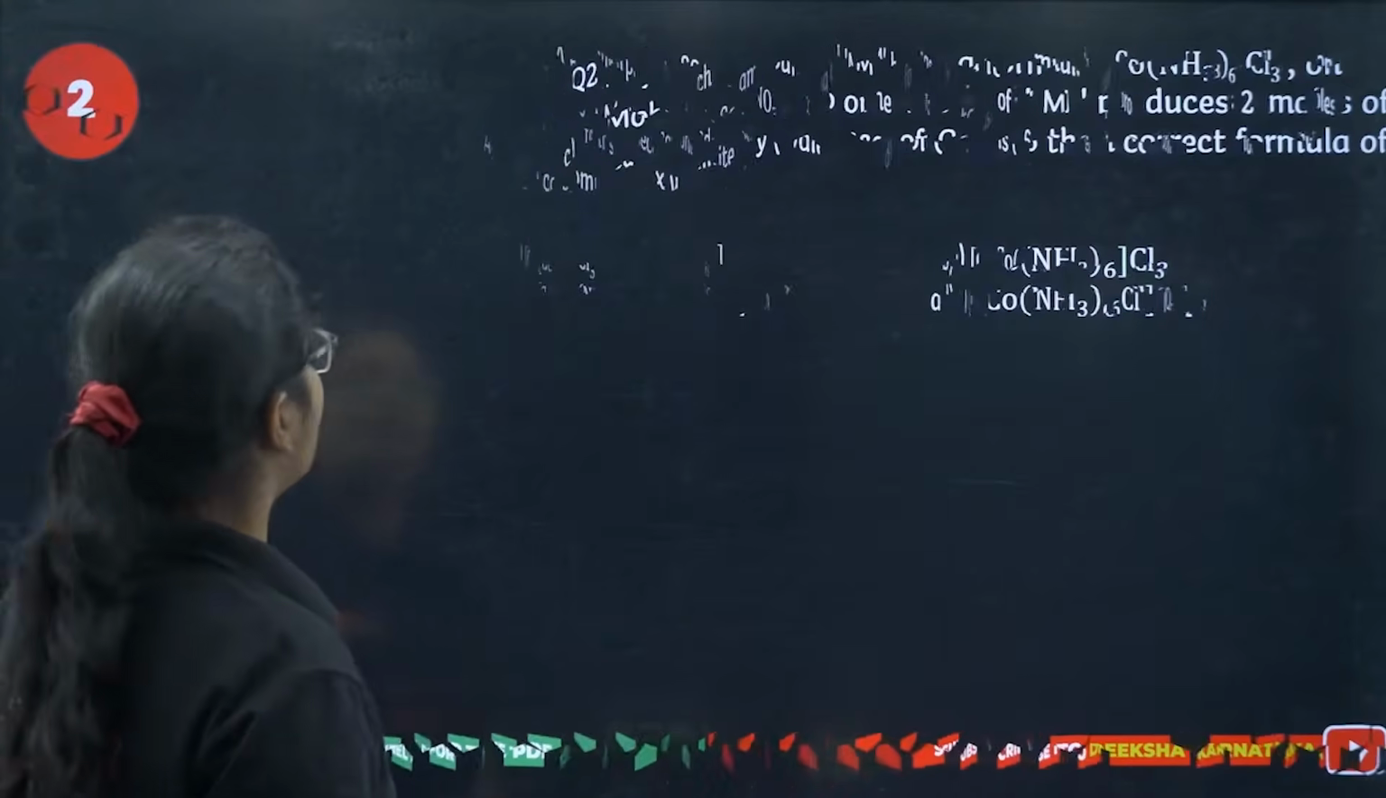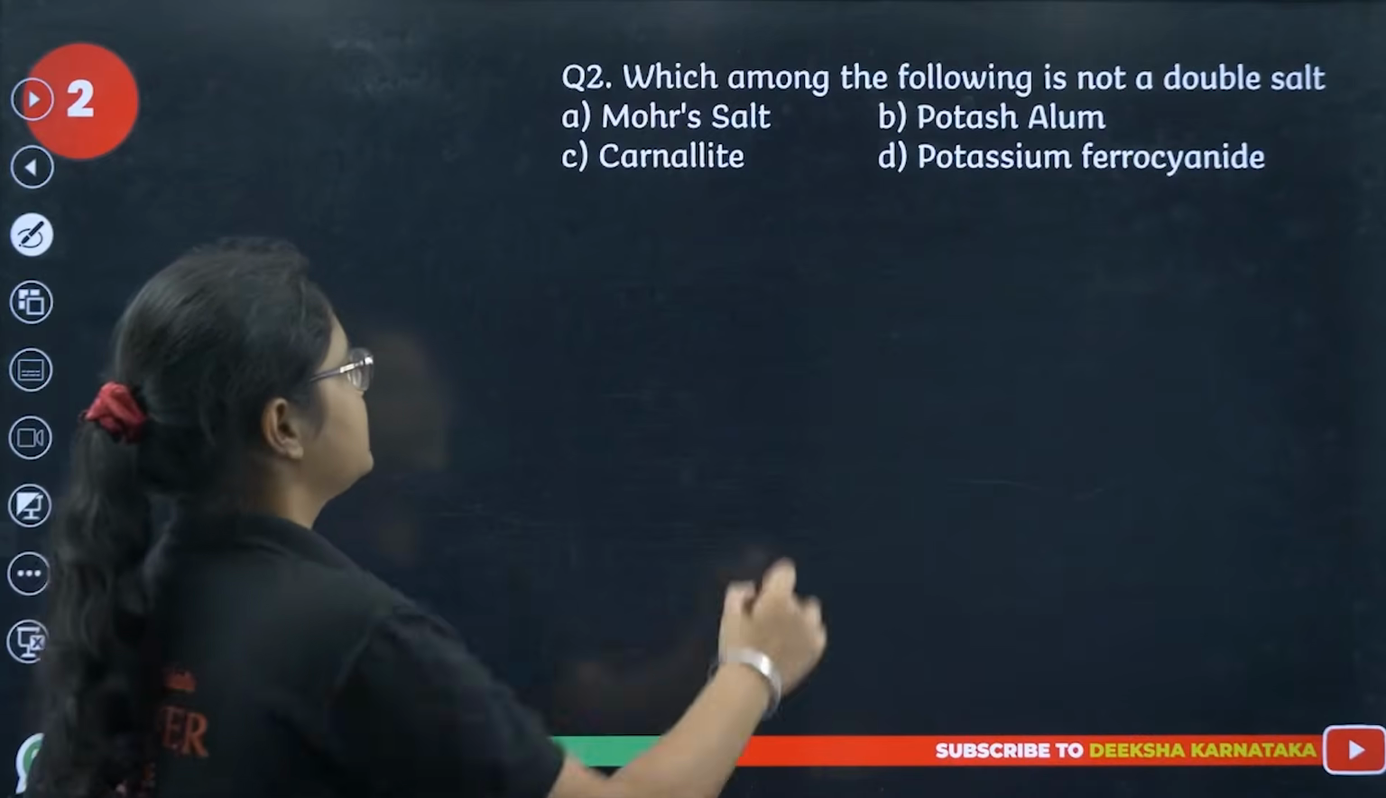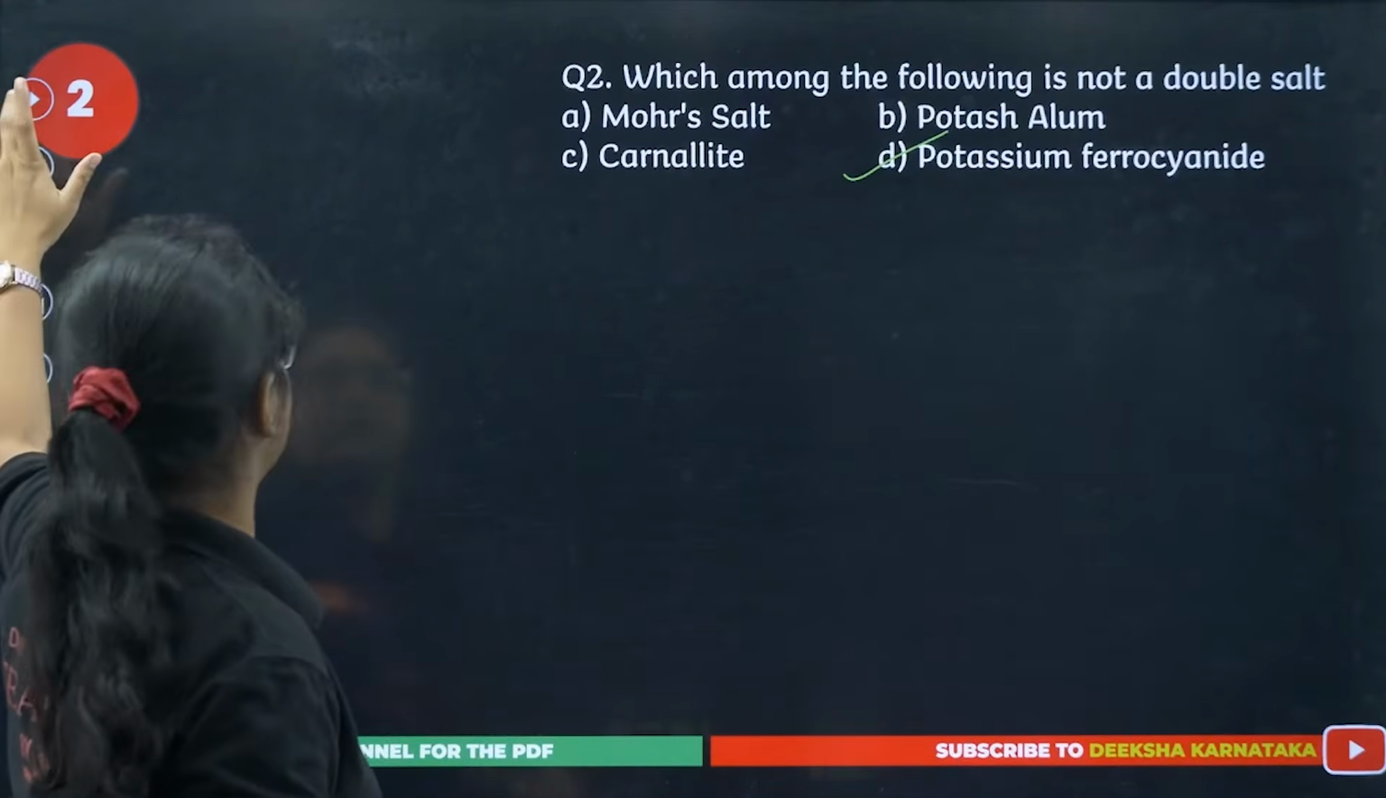Next, question number 2, let's see, which among the following is not a double salt? So these all are double salt. Potassium ferrocyanide is a complex. From examples you can solve it.